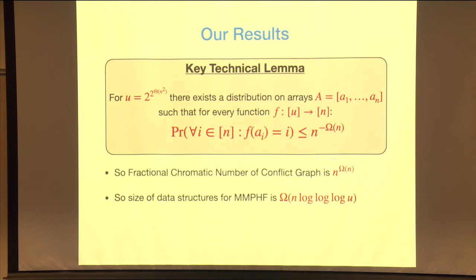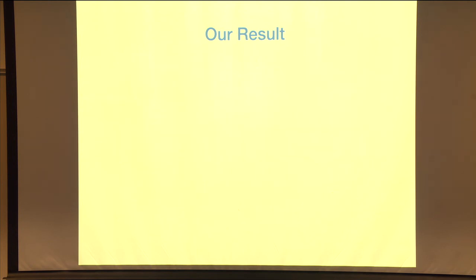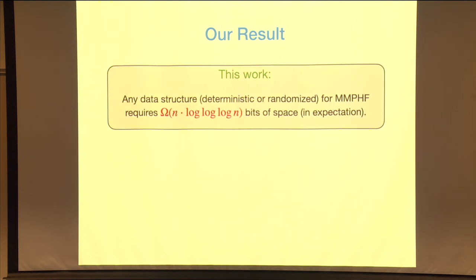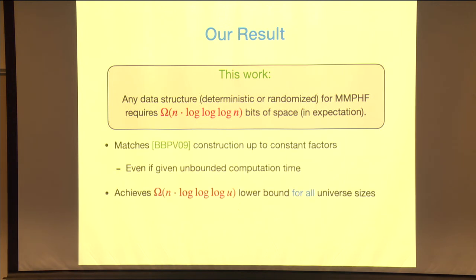We said it's log of this quantity, which is this. And we can extend it to all universe sizes using this graph product idea because we bounded the fractional chromatic number. And this gives us the final result, like n log log log n bits for this problem. And this is tight. This works again for all universes. You're good. And yes, thank you.